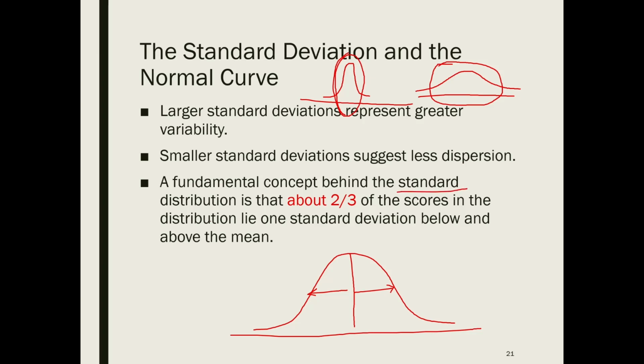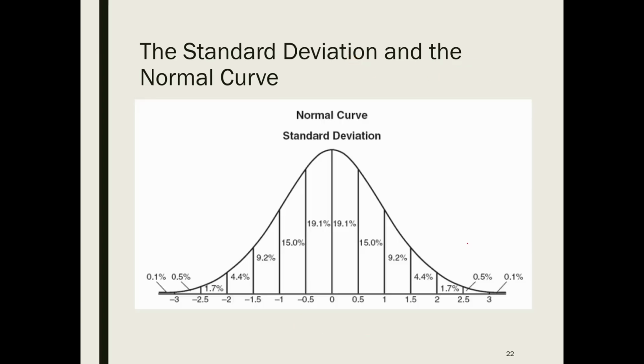So in a normal distribution, about 2/3 of the scores in the distribution are within one standard deviation below and above the mean. Now, what does that mean? Now we're going to take a look at a very important graph here. This is the normal curve with the standard deviation. Standard deviation 0, which is in the middle, is basically where the mean is.